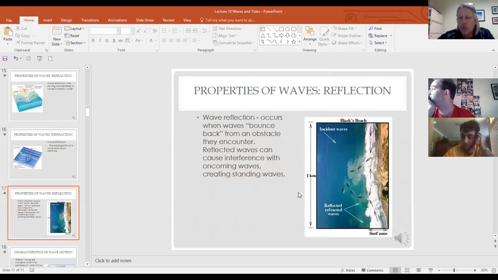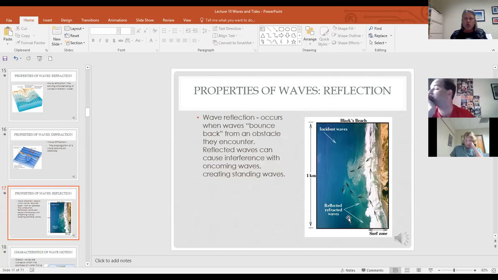I also mentioned wave reflection, and we talked about rip currents last class. So here's a big rip current. You can see the rip current coming in there. Waves come in and they bounce off a barrier and move out. And they're mixing with the new incoming waves, causing constructive and destructive interference, making it very choppy and difficult to navigate. So wave reflection also affects waves.